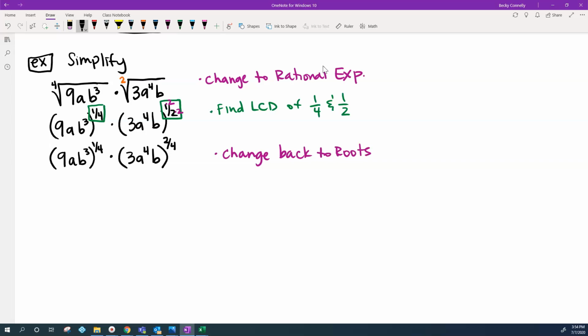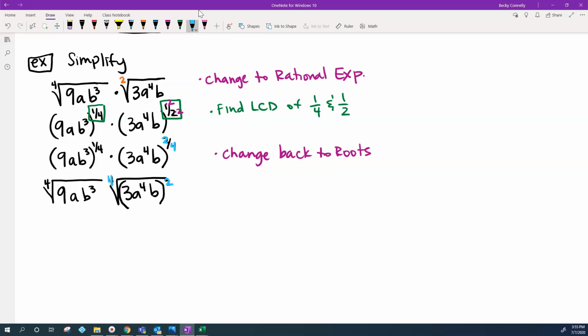So change back to roots. That's going to give me the fourth root of 9ab to the third. And then this one is going to be 3a to the fourth b. I want the fourth root of that, right? But remember that we're squaring all of this, because that's where that 2/4 is coming from. So this 2/4 is found here, that 2 and that 4. So I've got to raise everything inside to that second power.